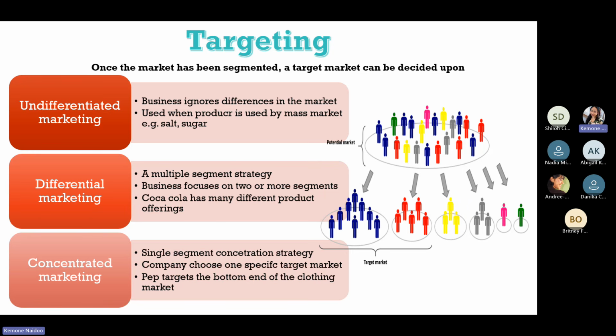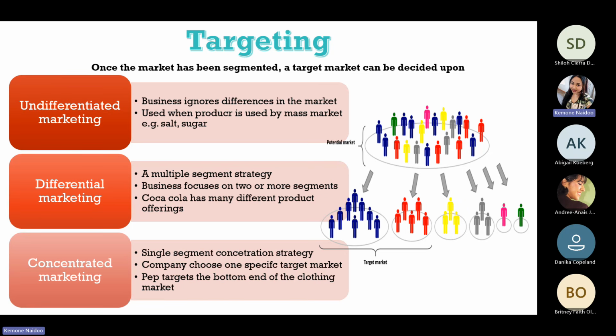Okay, so we have undifferentiated marketing. Now, this is where the business ignores differences in the market. So this is now appealing to the mass market. So you are not looking at specific behaviors, specific characteristics, and this works for things like sugar, salt, your basic things. Even if you look at it, you get different brands of sugar, you get different brands of salt, but it's not targeted for something specific.